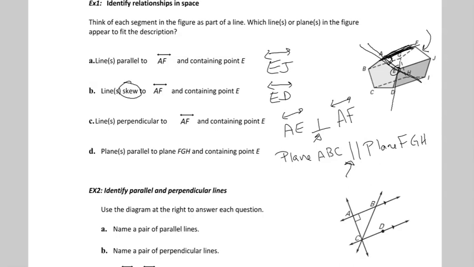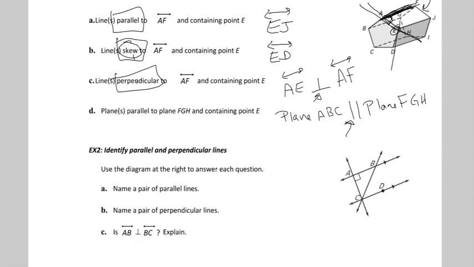All right, groovy. Hopefully you guys understand the difference between parallel, skew, and perpendicular. Perpendicular is intersecting at 90 degrees. Skew is not intersecting but not parallel. And parallel is two coplanar lines that do not intersect.